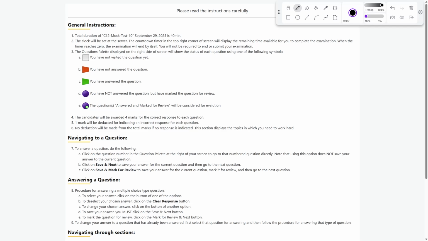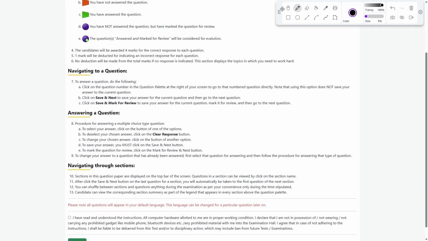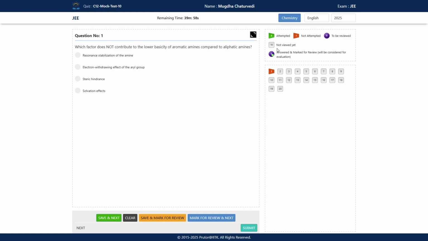Students, today we are going to solve mock test 10. So let's begin with this mock test. Okay, let's start with the first question.